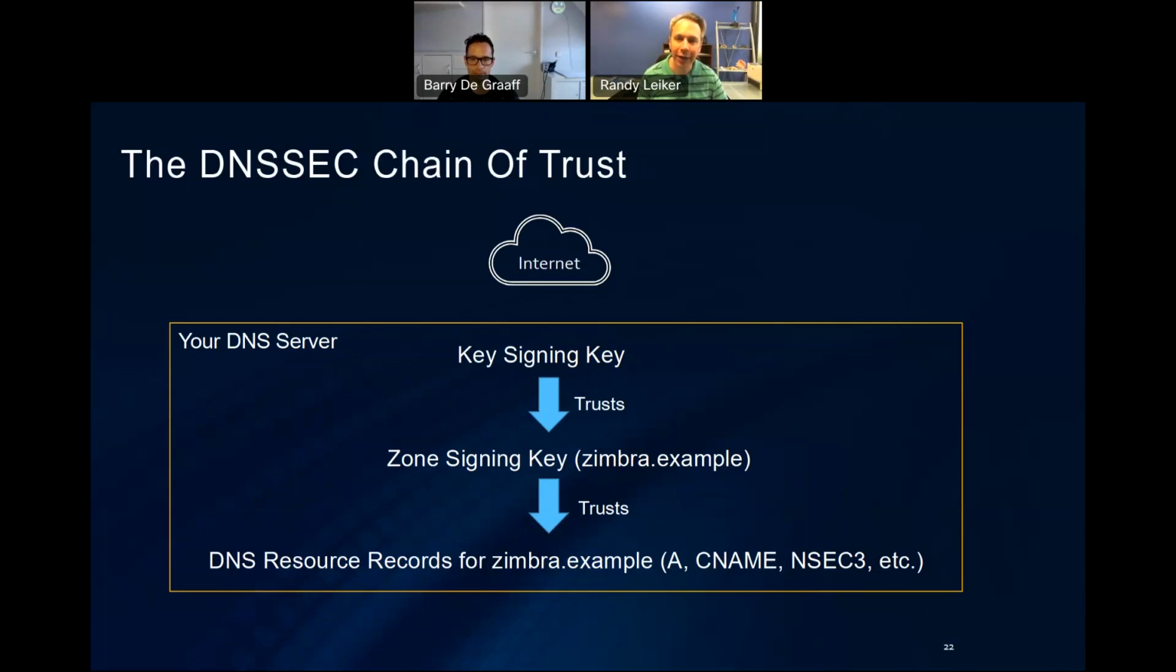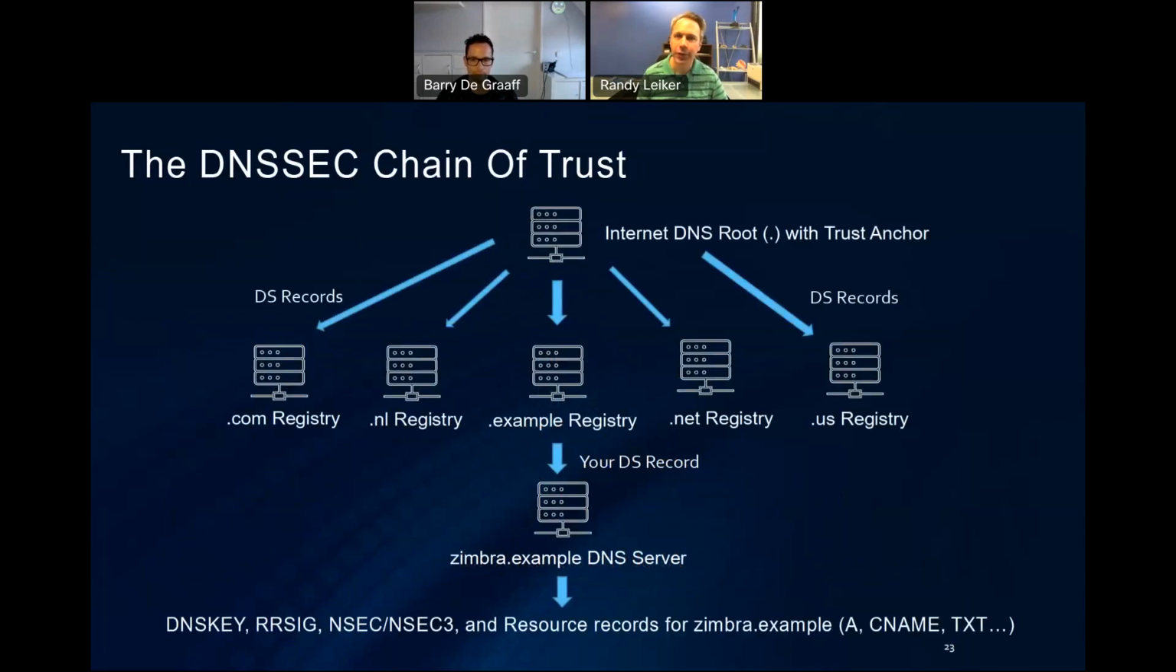So how do we get other DNS servers on the internet to trust these keys within your DNS server? The answer is that we use another of DNSSEC's new record types called a DS, or delegation signer record. So at the top of the slide, we have the internet DNS root, indicated by the single period. This includes a self-signed key, since the internet root has no parent. This self-signed key is periodically changed by the international organization ICANN through a very elaborate key signing ceremony.